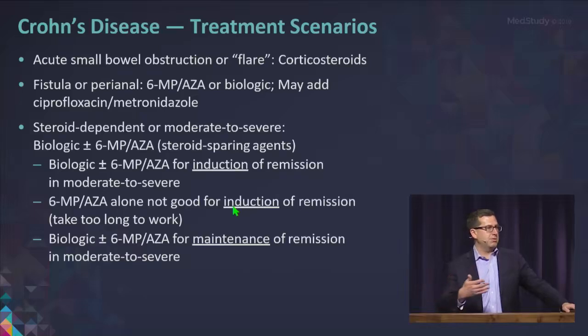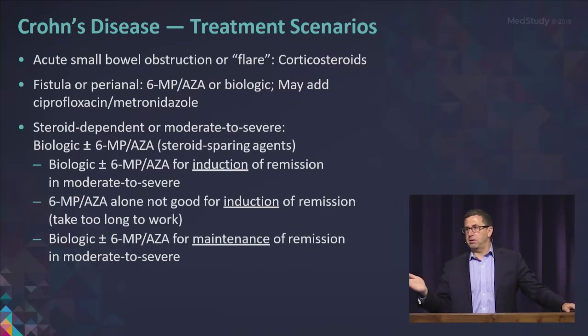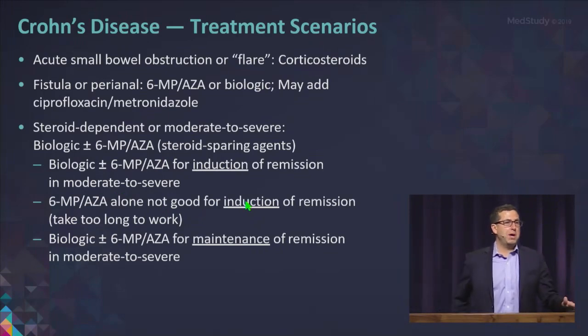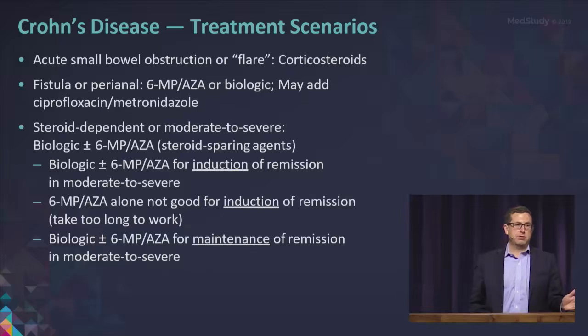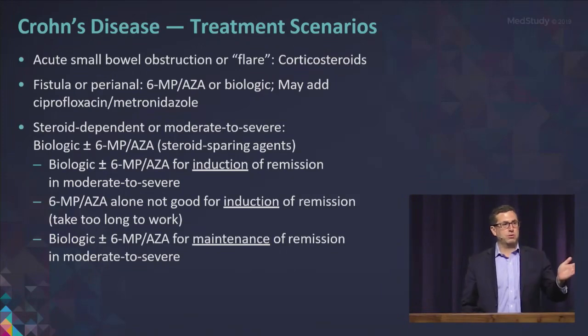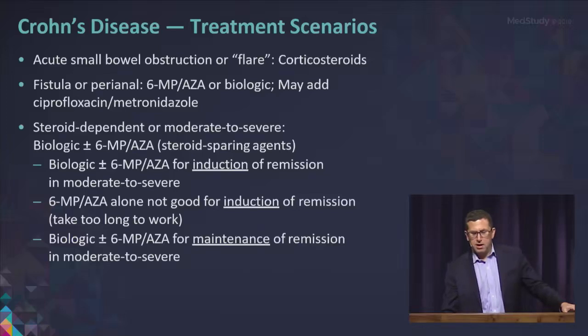And then you have to make the distinction between induction of remission and maintenance. So induction means the patient has acute symptoms and you want to get those under control, and maintenance is you have a patient that you want to maintain on a long-term safe medicine. So for induction of remission, you would generally start with a biologic plus minus 6-MP azathioprine. 6-MP azathioprine alone is not good for induction of remission, and the reason for that is it takes weeks to months for those drugs to kick in. So that is not going to work. 6-MP azathioprine are more for long-term treatment, not in the acute setting. For maintenance of remission, you'll have a patient on a biologic, possibly with 6-MP azathioprine as well.